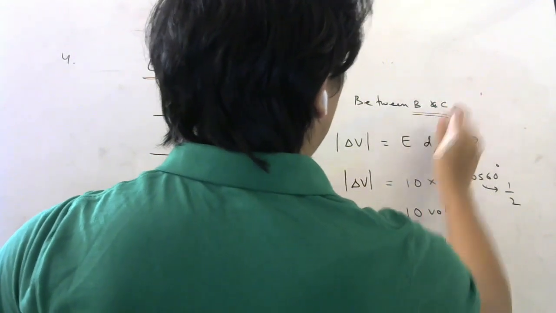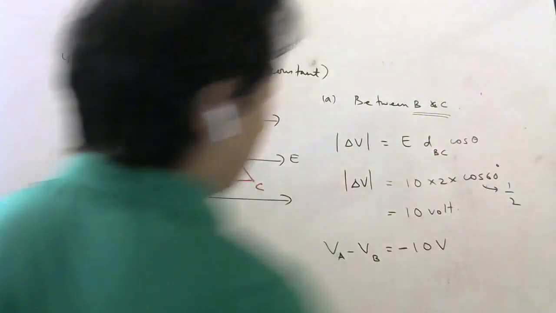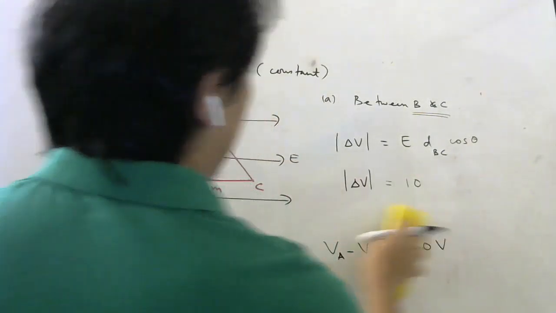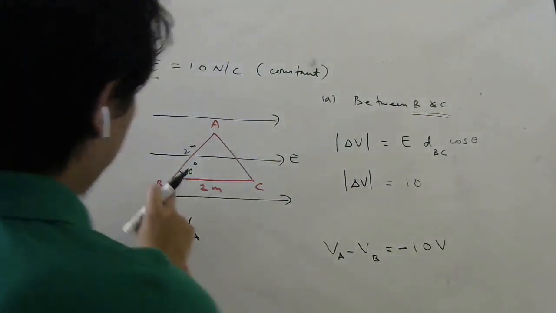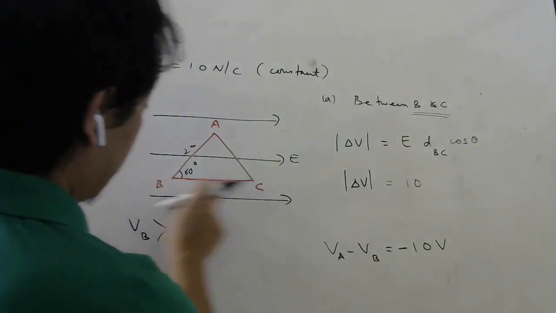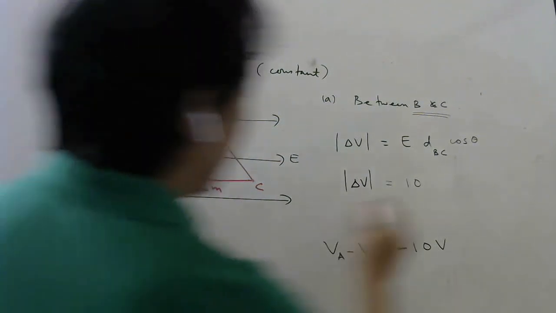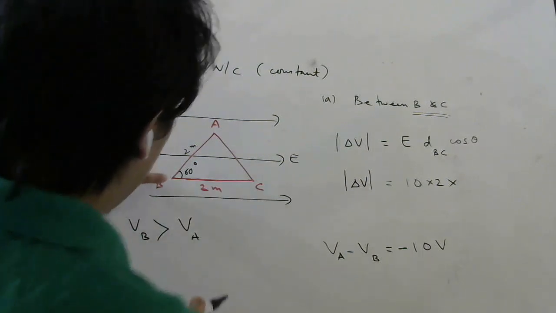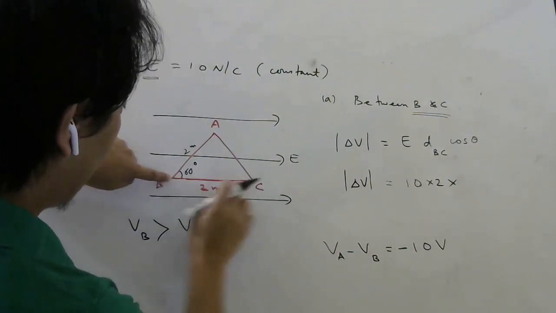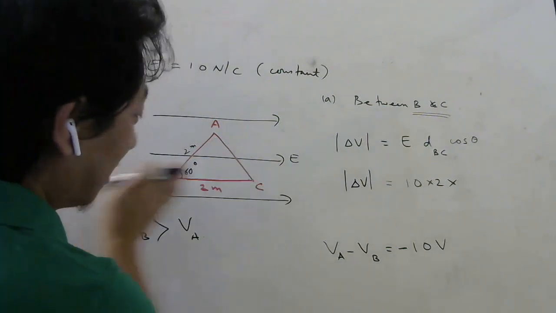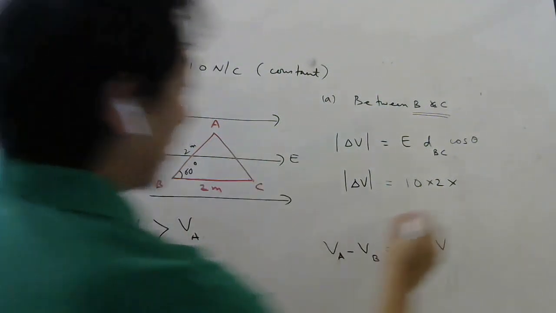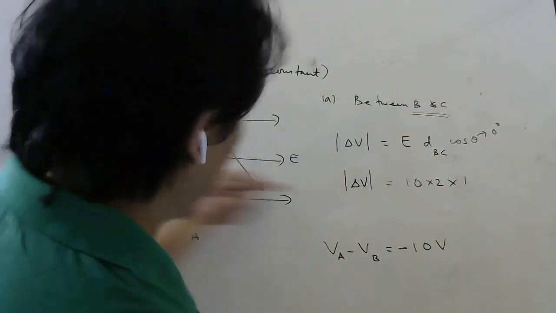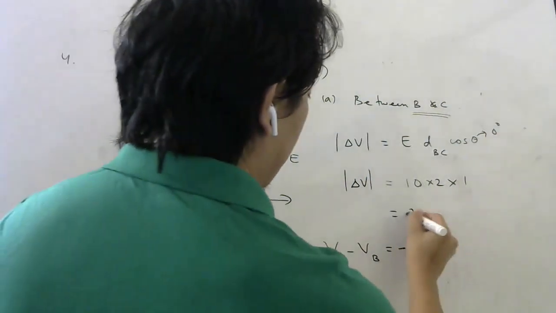So now I should write displacement between B and C. Let us see what will be the answer. E will be 10. Displacement from B to C, you see it is how much? B to C, if you draw a vector like this, is 2 meter only. And what will be theta this time? You are asking potential difference between 2 points, and it is in the line of electric field. So what will be the angle? 0. So cos theta will be 1, because displacement is here, electric field is also here. So this will be 20 volt.